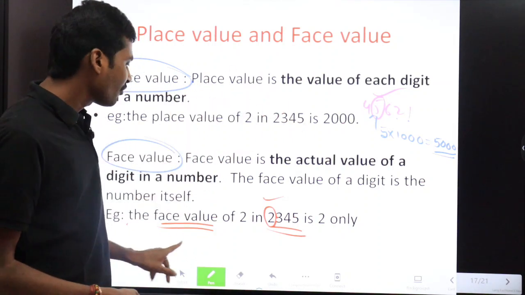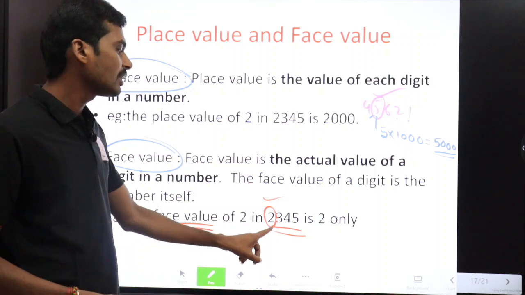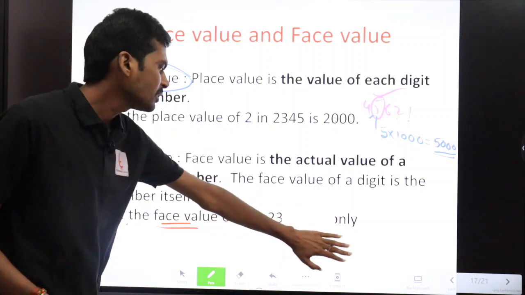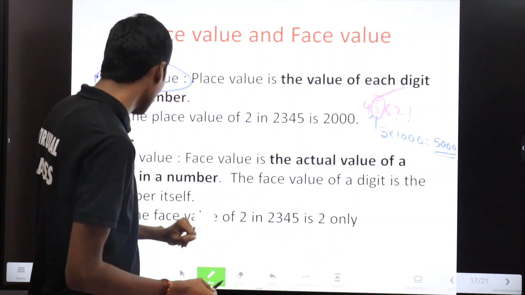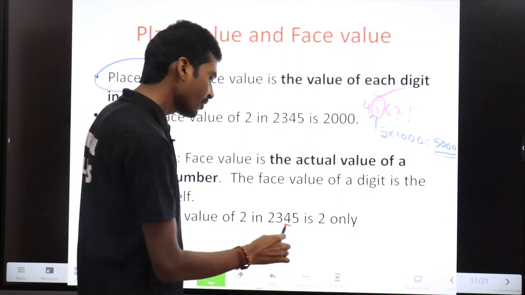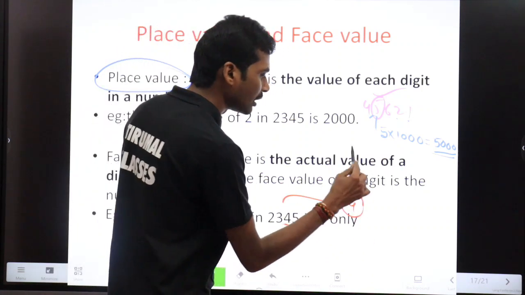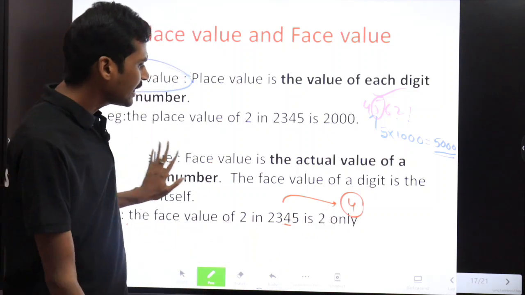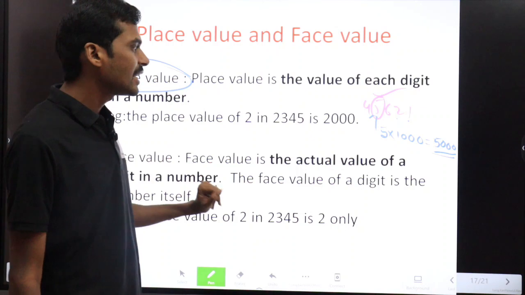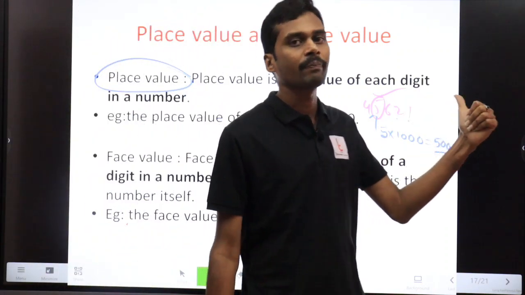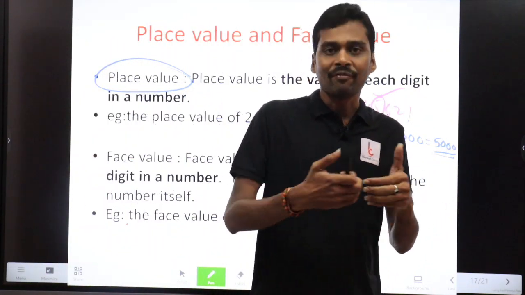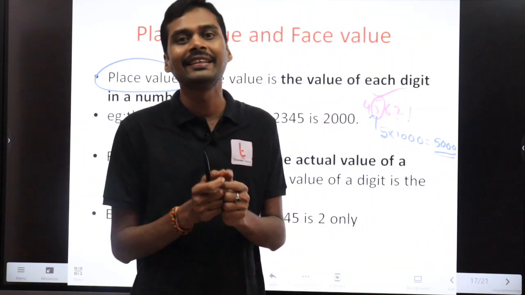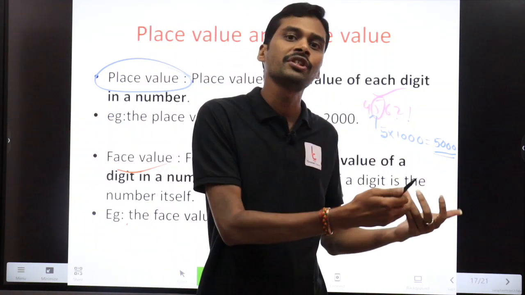Okay. So what is the face value of 2 in the number 2345? It is 2 only. Suppose I ask you what is the face value of 4? The face value of 4 in any number is 4 only. So in 2345, the face value is what? 4. You take any example. Remember that place value means you multiply the digit with the position at which it is. Suppose it is asked for the face value, the digit itself is your answer, no matter at which position it is.